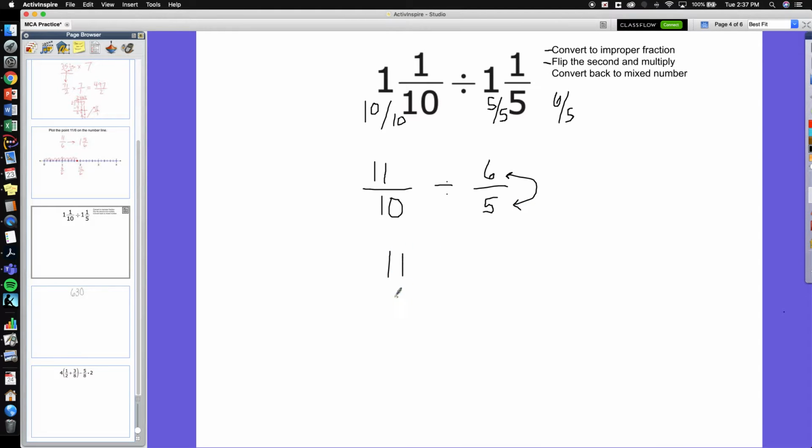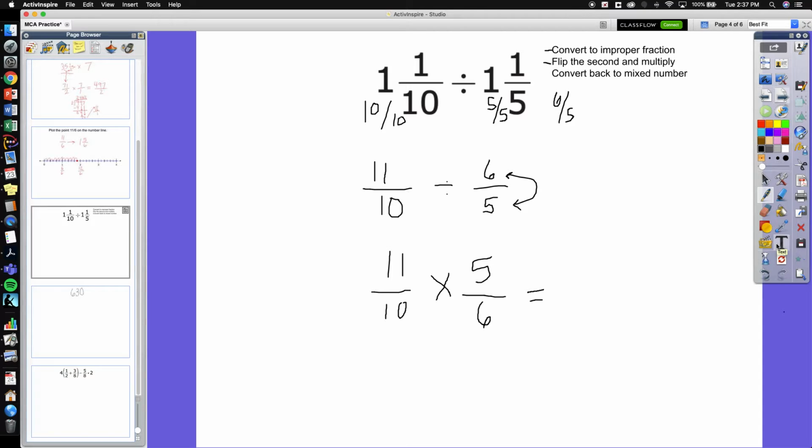And instead we're going to have 11 tenths times 5/6. So I'm going to show you something that we did not talk about in class, but will help you when you are solving fraction problems.